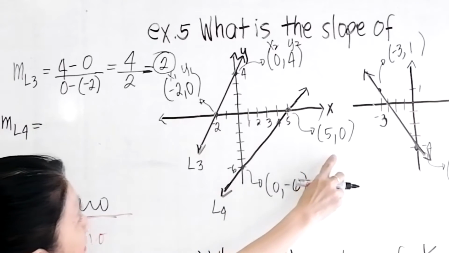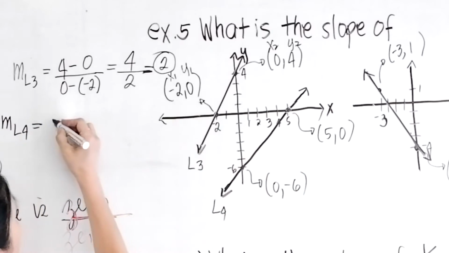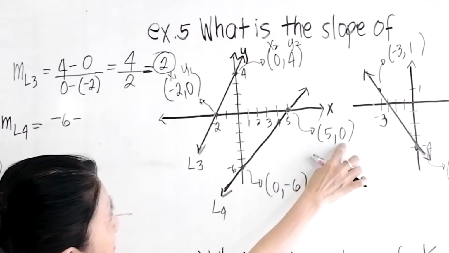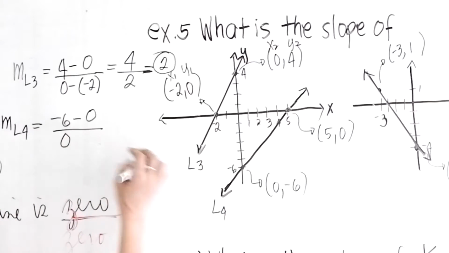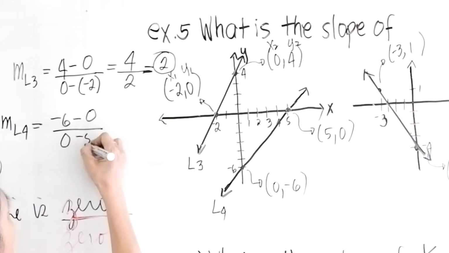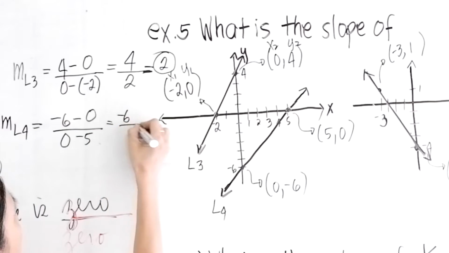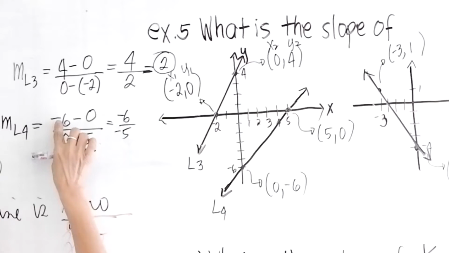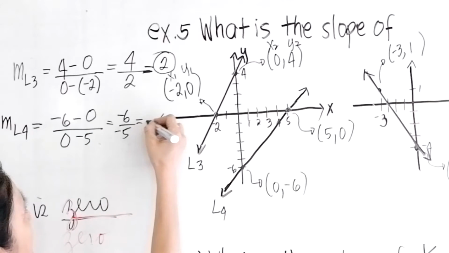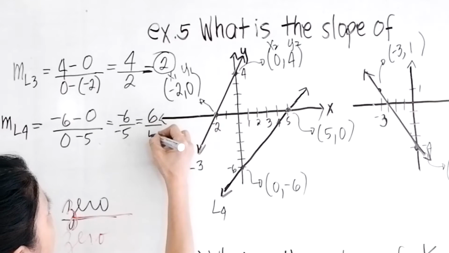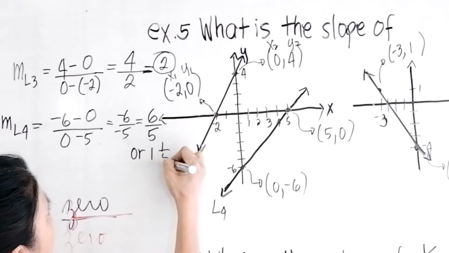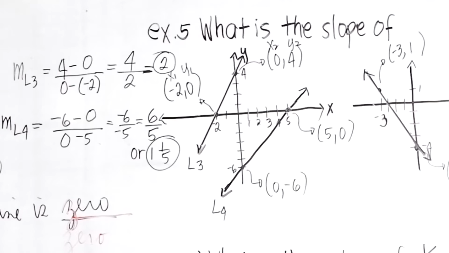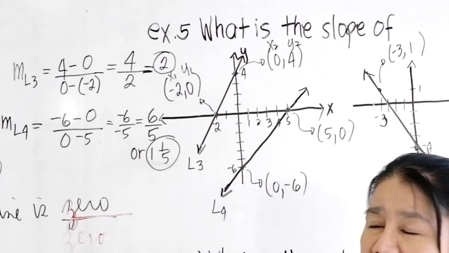So, we have here, let's say this is y sub 2, negative 6 minus y sub 1 all over x sub 2 minus x sub 1. That is negative 6 over 5 over negative 5, or 6/5. 6/5 is 1 and 1/5. I will do analysis later.